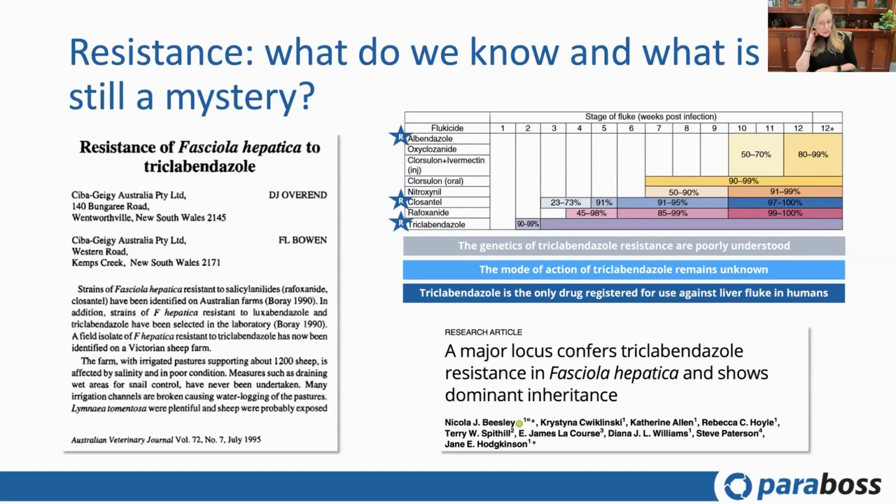There are dedicated teams working around the world on this problem. So this team in Liverpool is renowned. They were the first people to publish the genome of Fasciola. They're renowned for their work in trying to understand the genetic basis of resistance and identify targets that this drug works on. And they published this paper last year. So they are narrowing in on the answer, but we don't have anything definitive just yet.